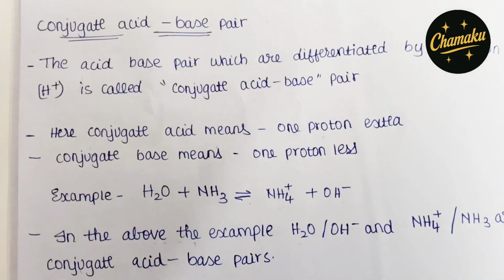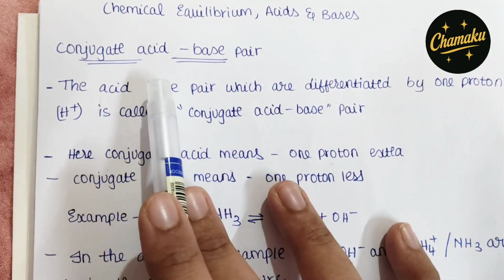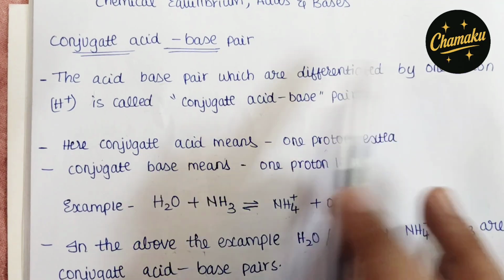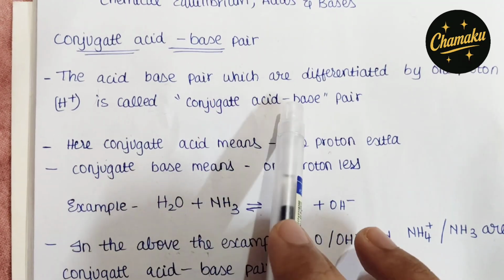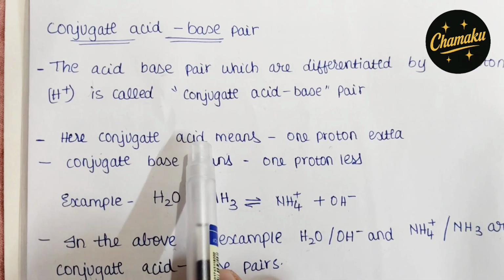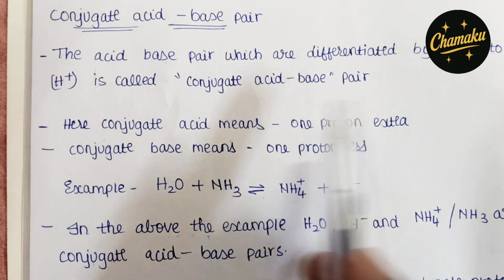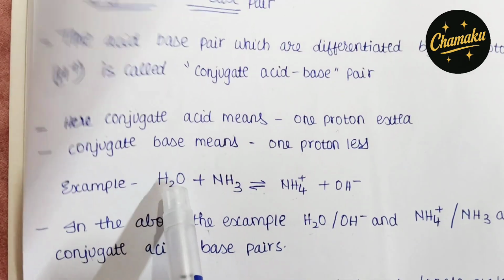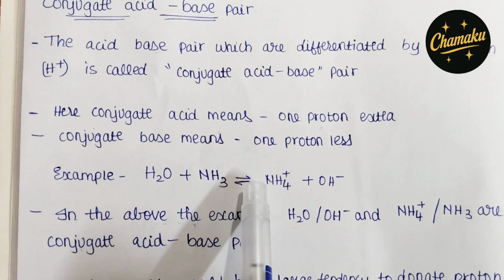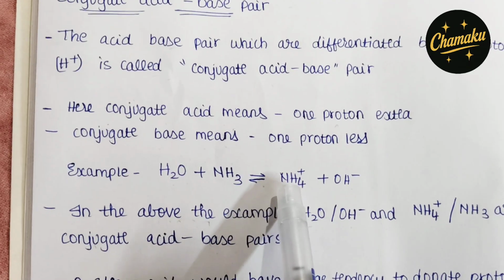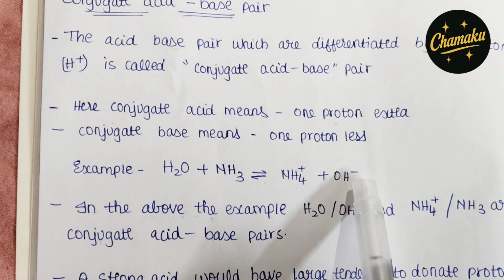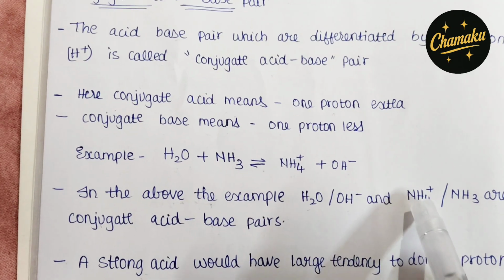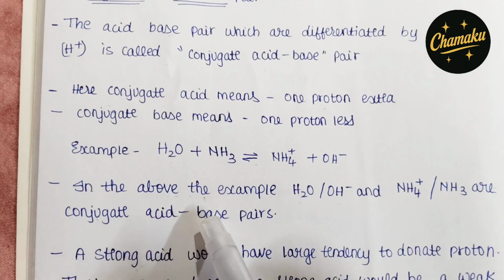Okay, coming to the next question, what is conjugate acid base pair? The acid base pair which are differentiated by one proton H plus is called conjugate acid base pair. Here conjugate acid means one proton extra, conjugate base means one proton less. Okay, example, water plus ammonia, reversible reaction, gives rise to NH4 plus OH minus. In the above example, H2O or OH minus and NH4 plus and NH3 are conjugate acid base pairs.